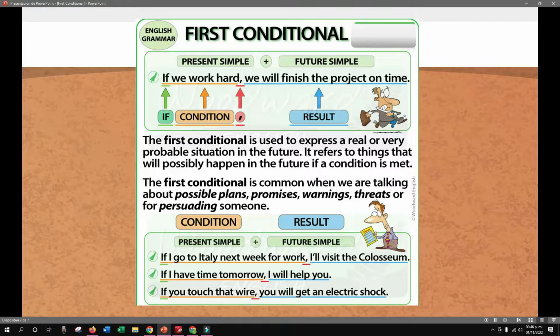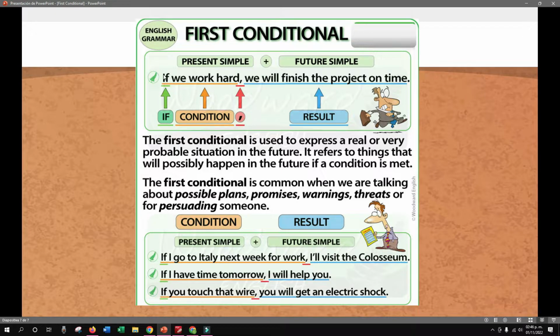So, there you have this. First conditional. Present simple plus future simple. If we work hard, so we have if, right, the word if, then the condition, we work hard, comma, right, then the result, we will finish the project on time. This is the result, the whole result, right?